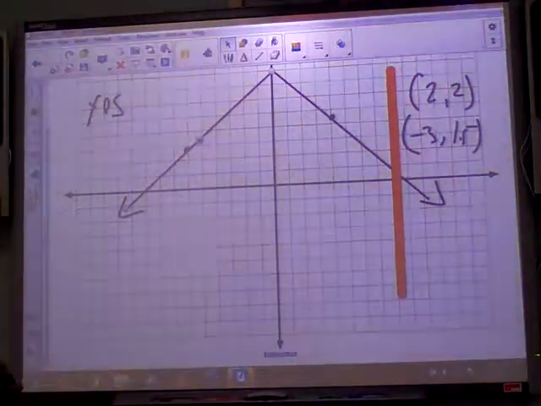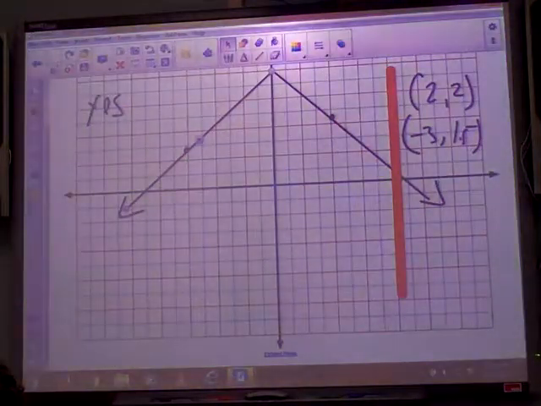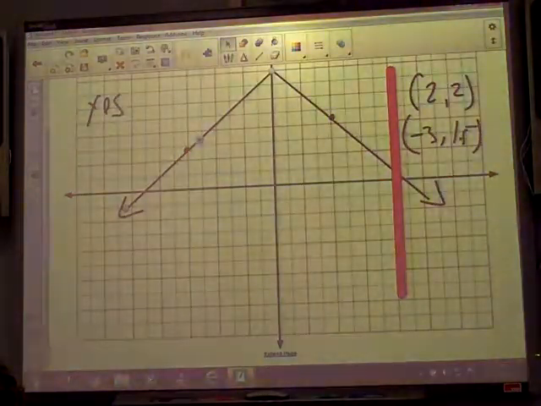All right. So let's look at a few more that we can do a vertical line test on. I'm just going to draw some random graphs for you.